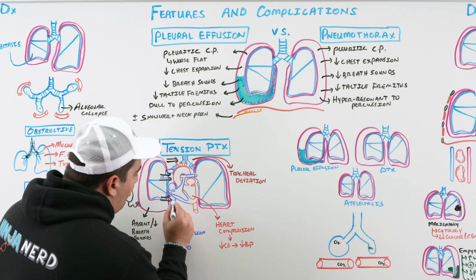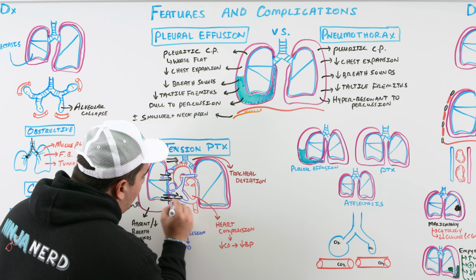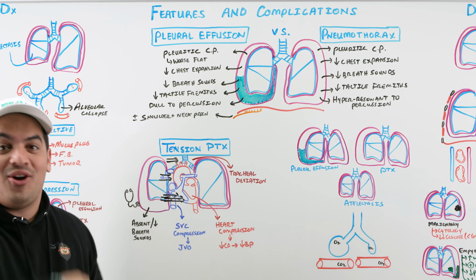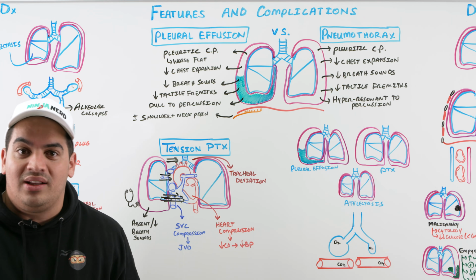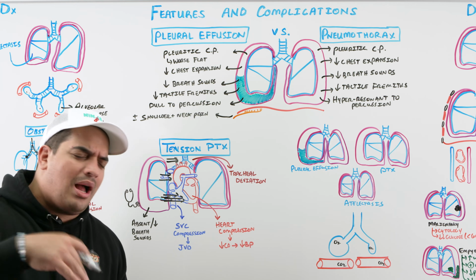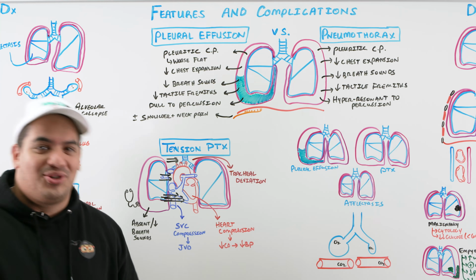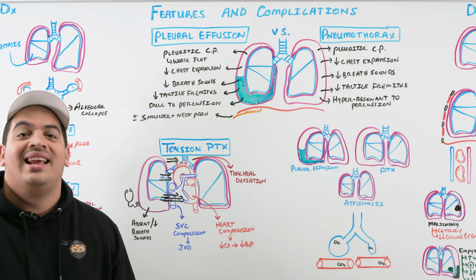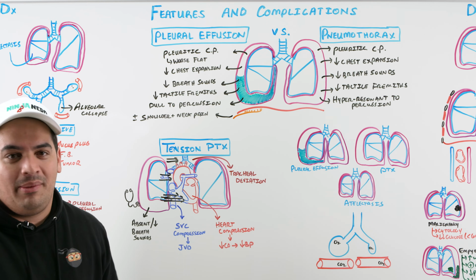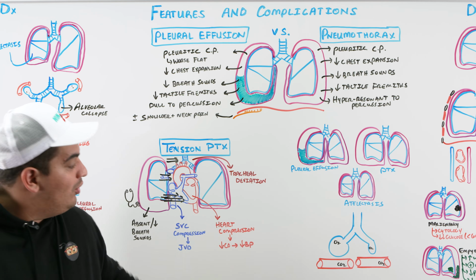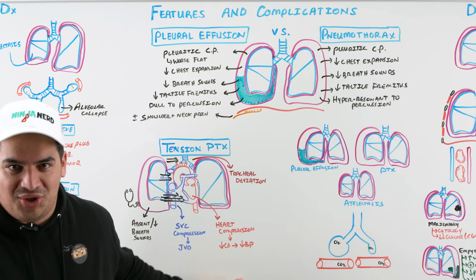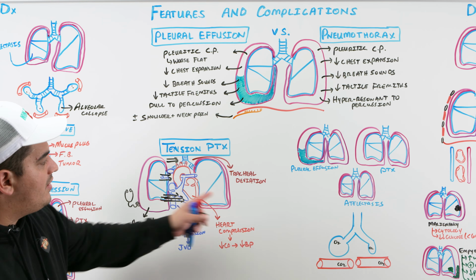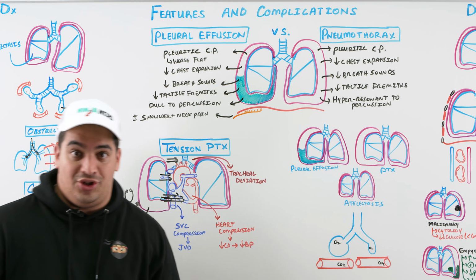It'll also start compressing on the right side of the heart. If I compress the right side of the heart, I can't fill the heart properly. If I can't fill the heart, I develop a drop in preload. If there's a drop in preload, there's a drop in stroke volume. If there's a drop in stroke volume, there's a drop in cardiac output. If I drop my cardiac output, I could develop hypotension. So look for this as a potential etiology of what kind of shock? Obstructive shock. So these are the things to think about when a patient has a tension pneumothorax.